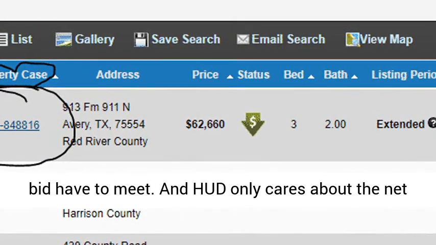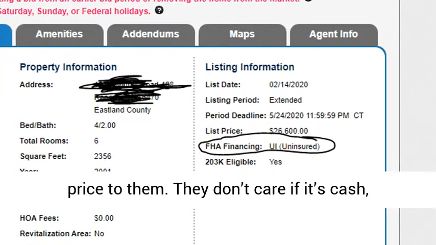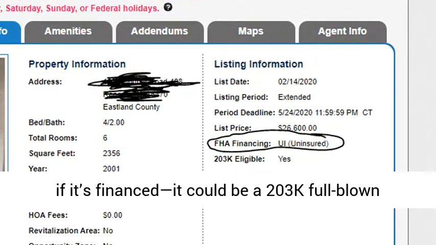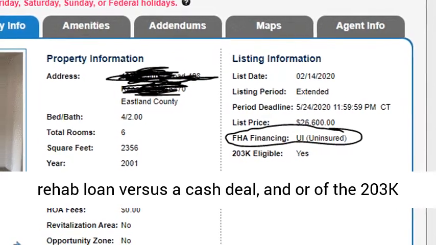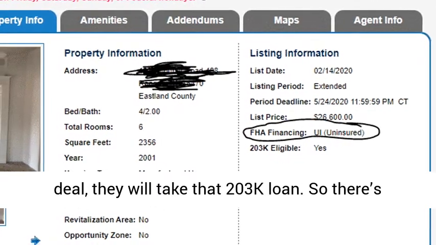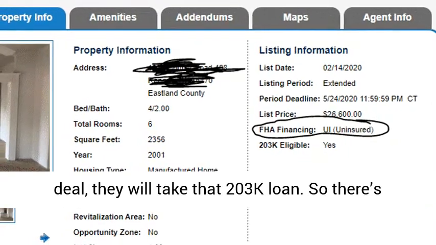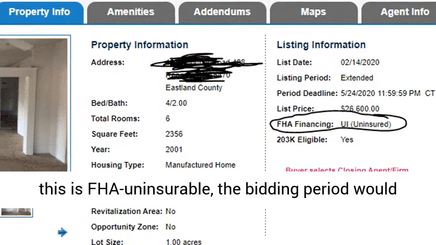And HUD only cares about the net price to them. They don't care if it's cash, if it's financed. It could be a $203K full-blown rehab loan versus a cash deal. If the $203K loan is $1 more net to HUD than the cash deal, they will take that $203K loan. So there's no advantage to doing cash or a loan with HUD.